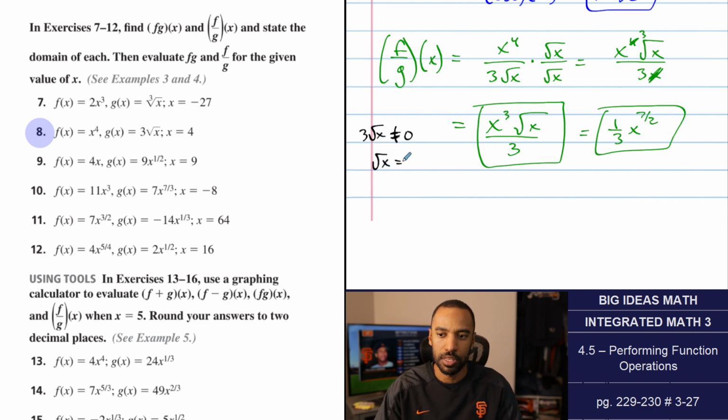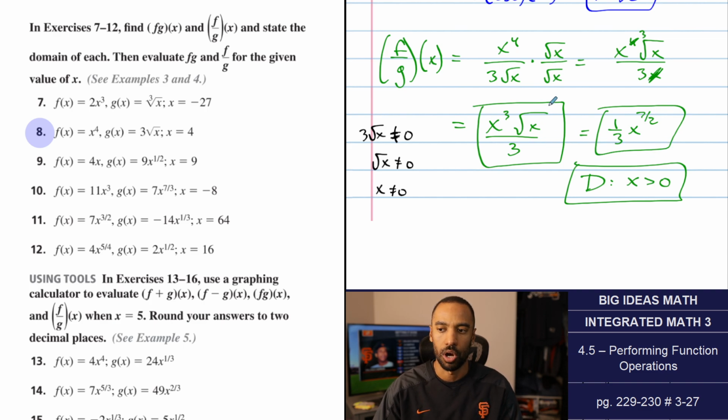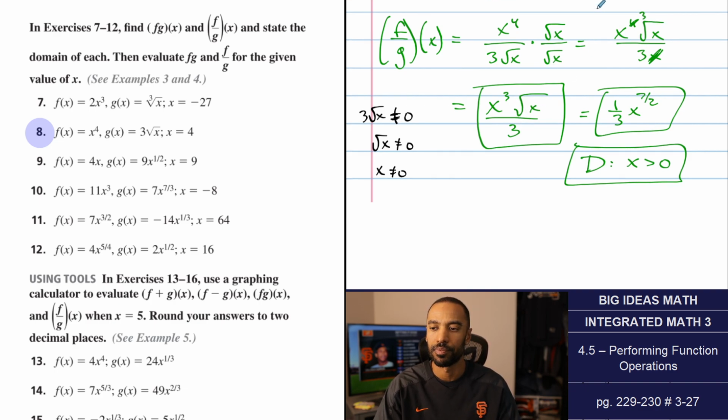If you divide by 3, the square root of x can't be 0, and if you square both sides, x can't be 0. So your domain, x is not allowed to be 0, it's not allowed to be negative. Your domain here is x must be greater than 0. Positive numbers only. There are 2 portions of the restriction, the square root portion and the denominator portion, and we have to adhere to both.